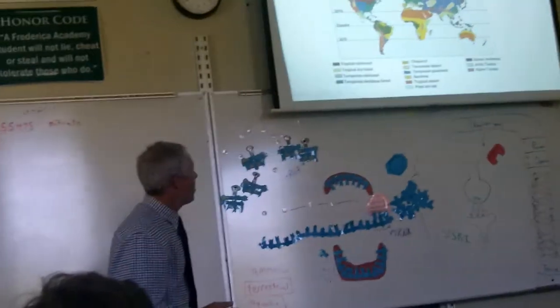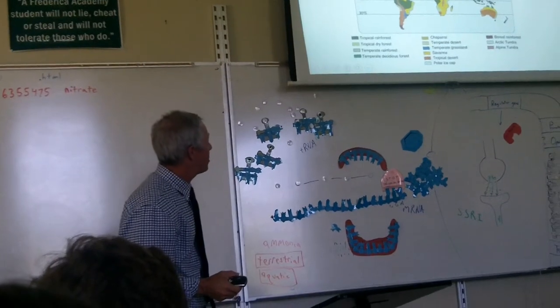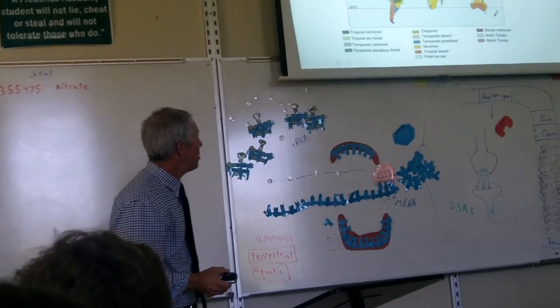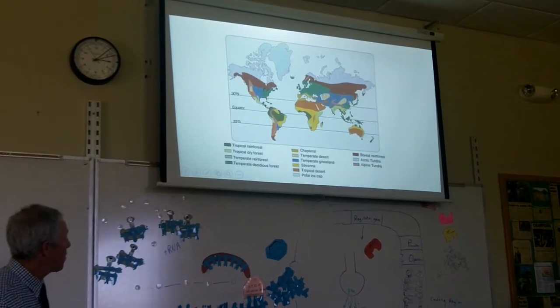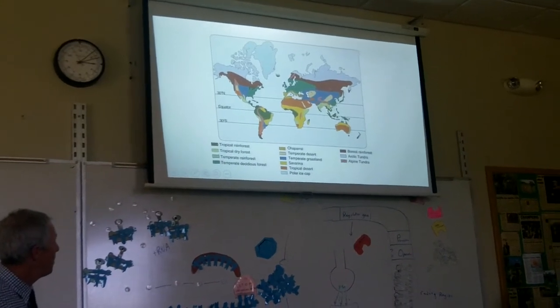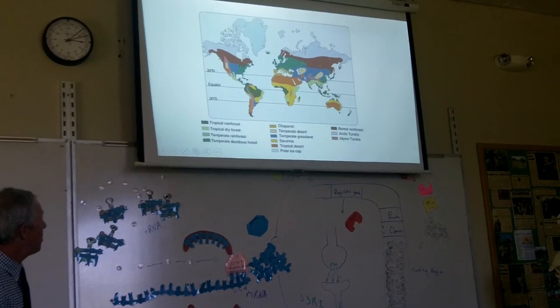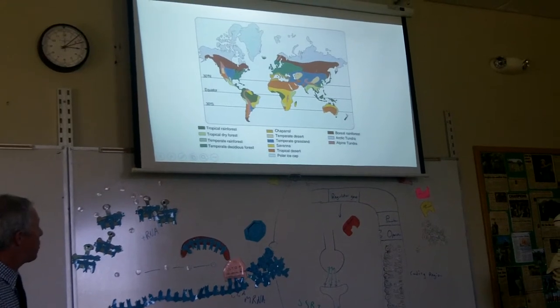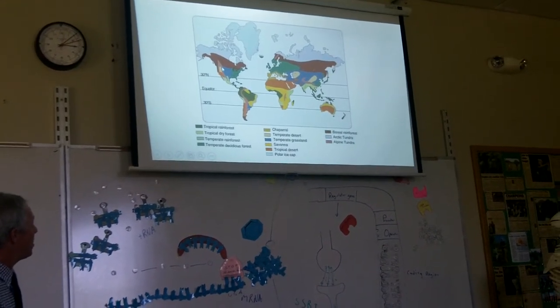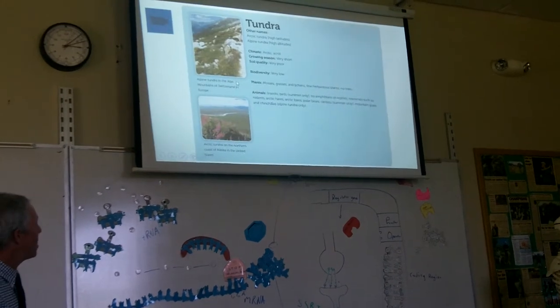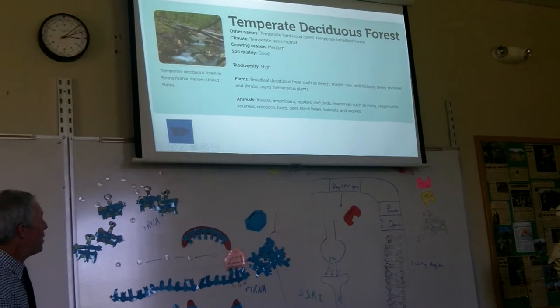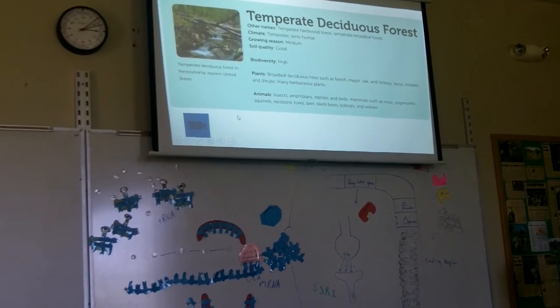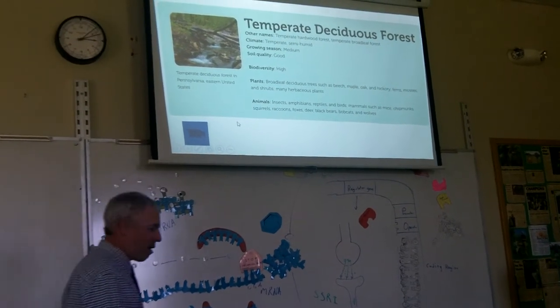And you can see where this is located, the green parts. Eastern United States, much of Europe, and a lot of China. That's deciduous forest. They drop their leaves. That's the main thing you gotta understand about deciduous forest. They drop their leaves every year. They do that to avoid the snow.